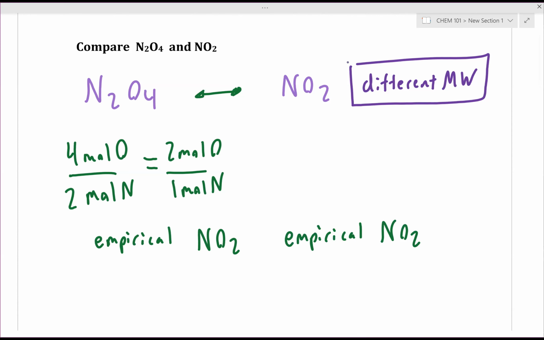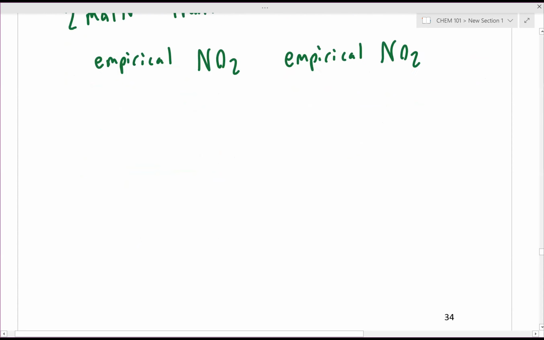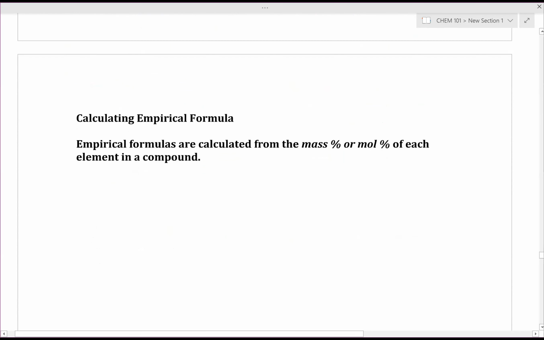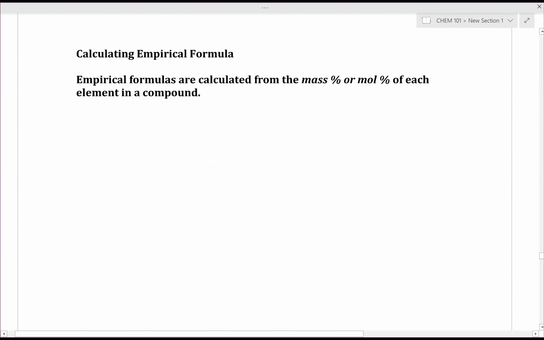Everyone okay so far? Okay, we're now going to get into this point where we're going to be able to do a little bit of math and talk a little bit about some tricks to calculate the empirical formula efficiently.